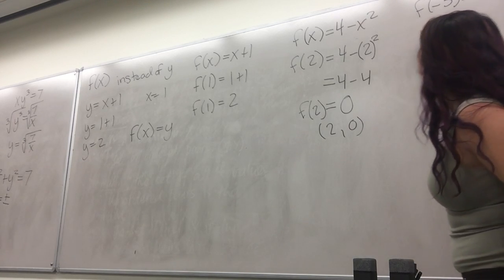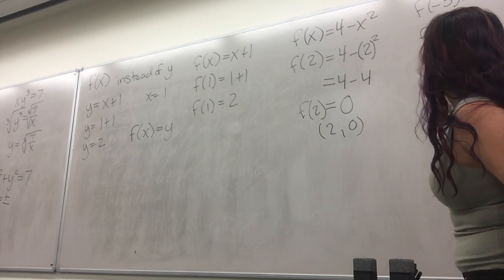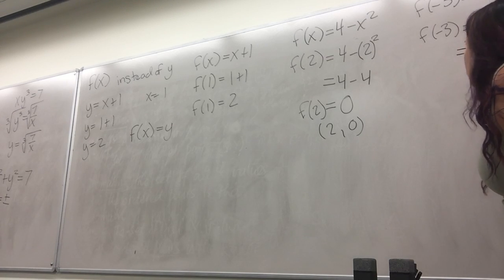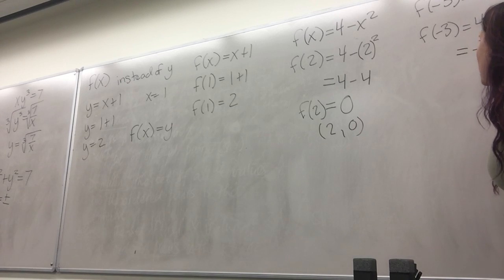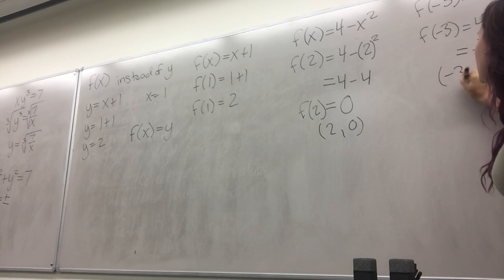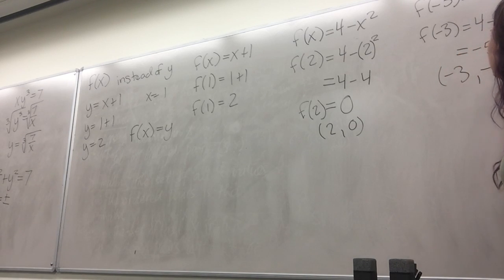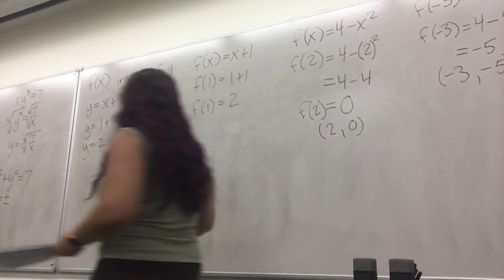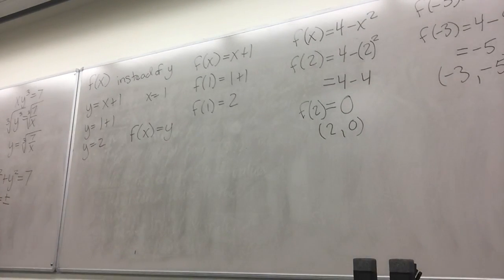We don't want it to disappear on us. So, let's simplify. We get 4 minus 9, because negative 3 squared is positive. Okay? Then just subtract, so it's negative 5. So what's the ordered pair this time? Negative 3, negative 5. Okay, let's do another one.